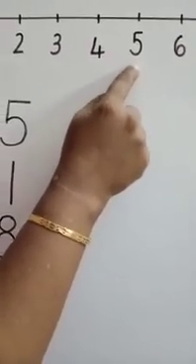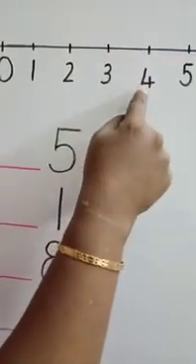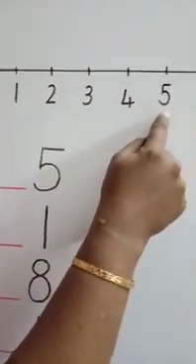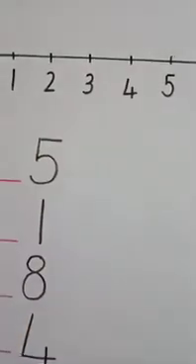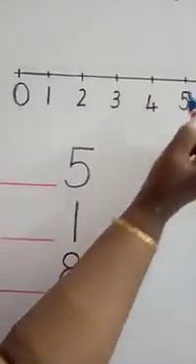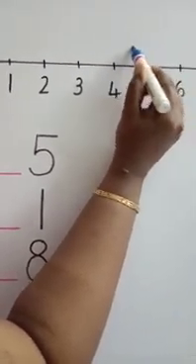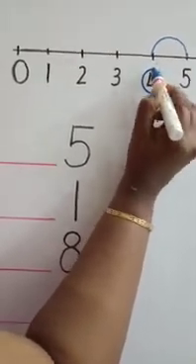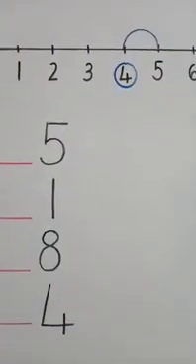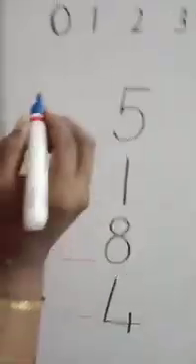So where is before? Something that comes before is this side. Okay, something that comes first. So this is 5. And which is the number before? Here. So let me show you. This is a number 5. And what is before 5? Which number is this? Come on, tell me. It's number 4. So I'm going to write 4 here.